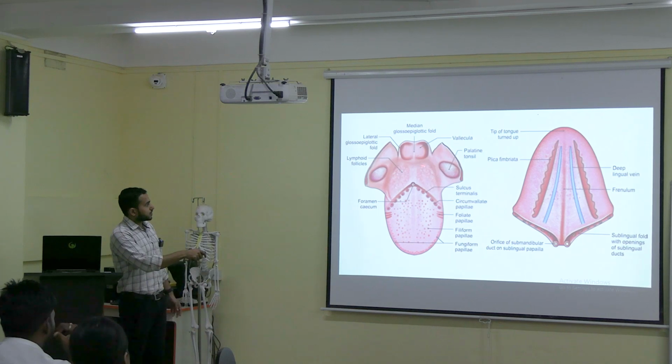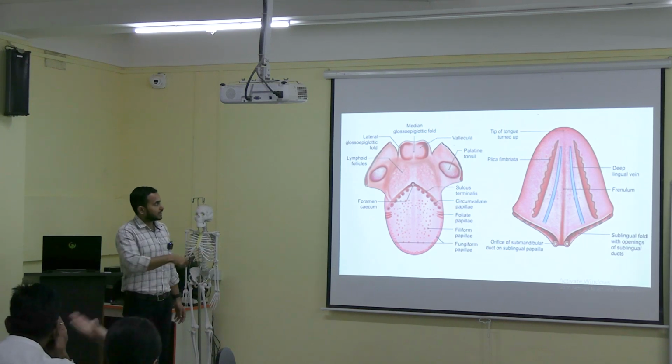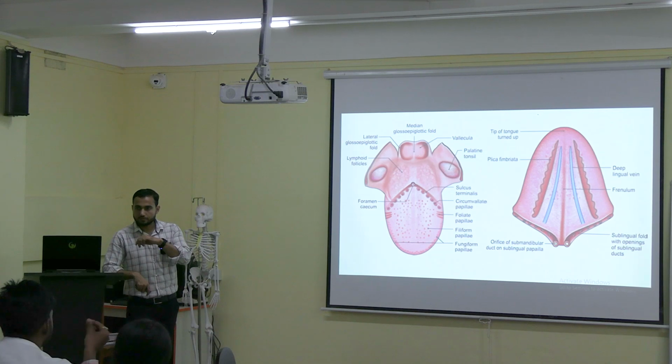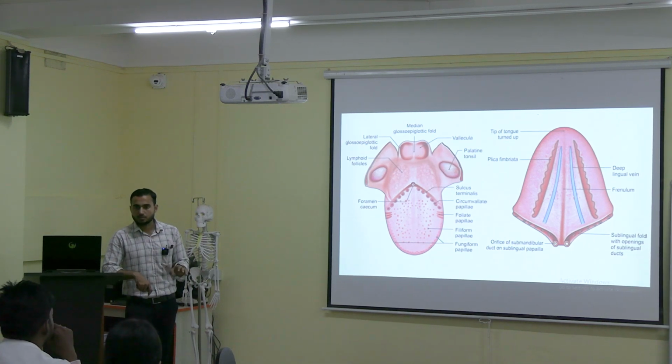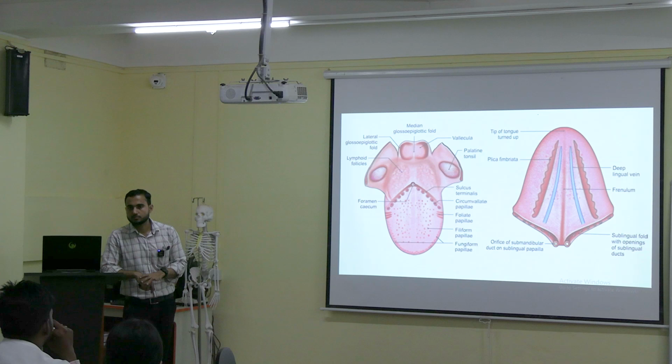Next, if you go to the posterior one third of the tongue, this particular part is also rough, but papillae are not present here. So what is present here? Any idea?